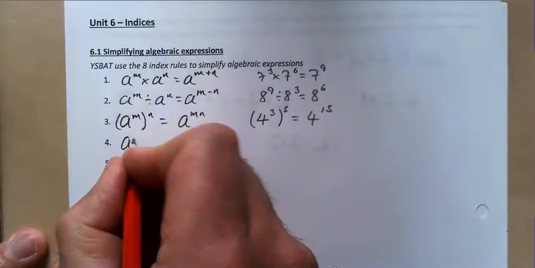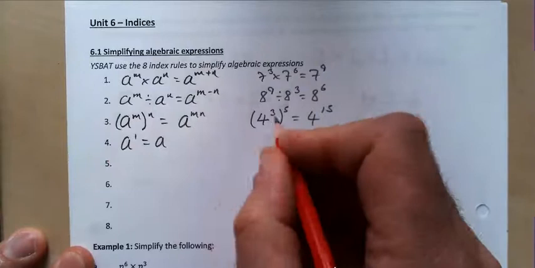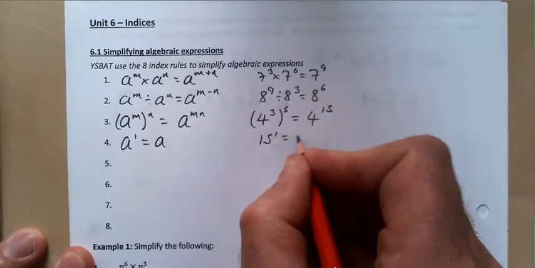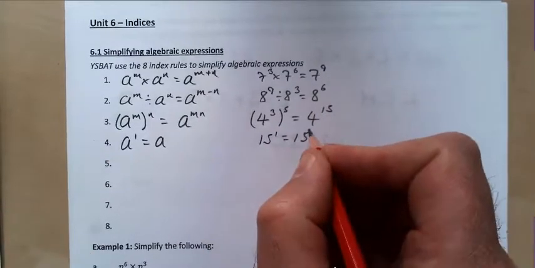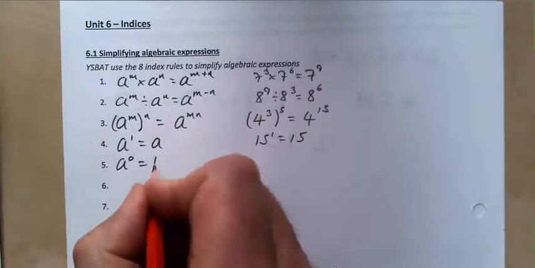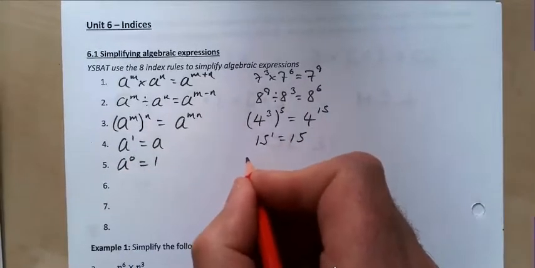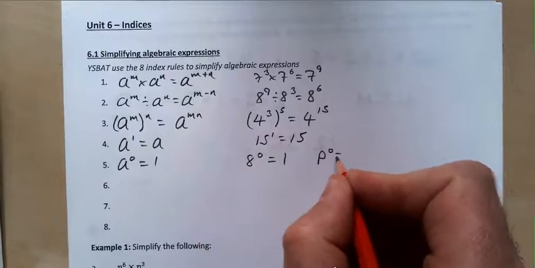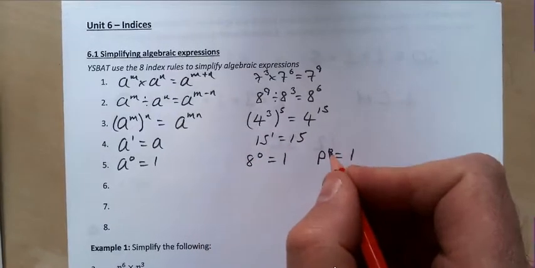Next one is a to the power of 1 just gives you a, something we've known for years. For example, 15 to the power of 1, of course, just gives 15. Number 5, a to the power of 0 gives you 1. Anything to the power of 0 gives you 1. 8 to the power of 0 gives you 1. P to the power of 0, it always just gives you 1.